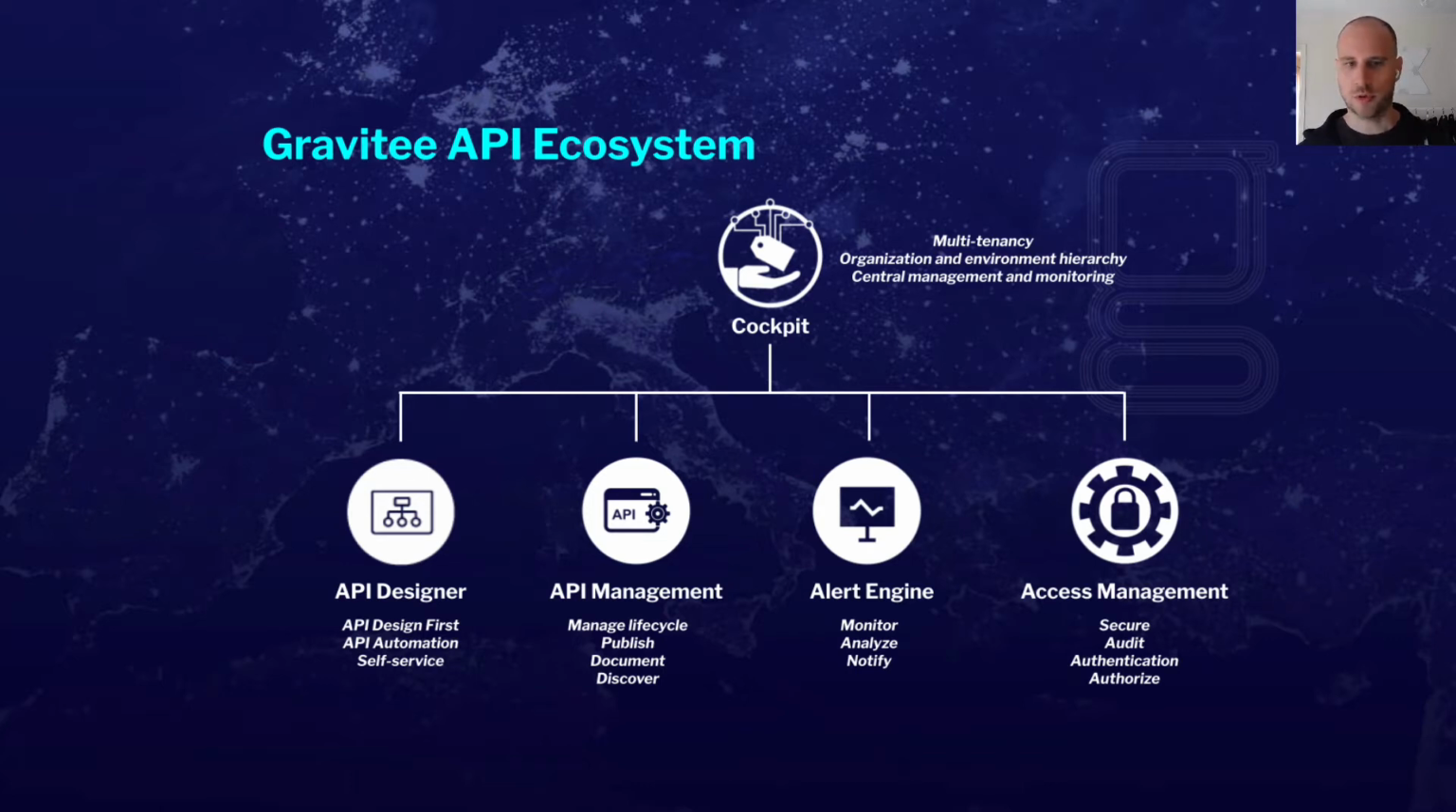Now, a central component, of course, to the API management layer is the API gateway. The API gateway is a very performant Java-based engine that lets you deploy and proxy your backend services so that they can have a layer of authentication and traffic shaping on top of that.